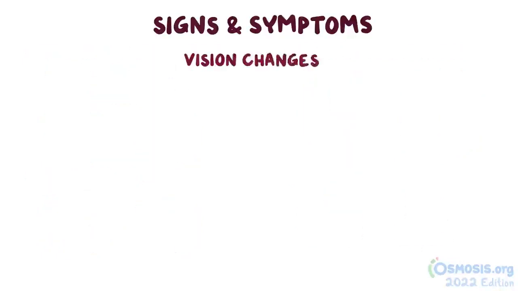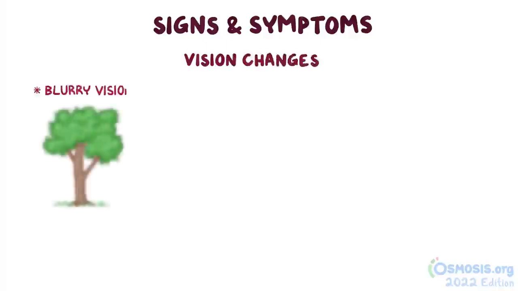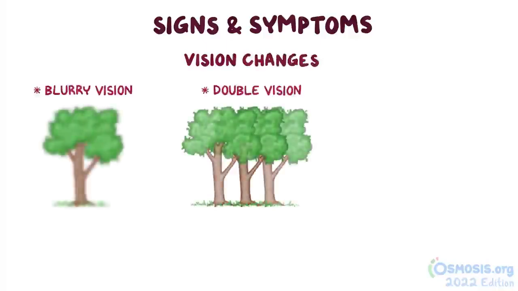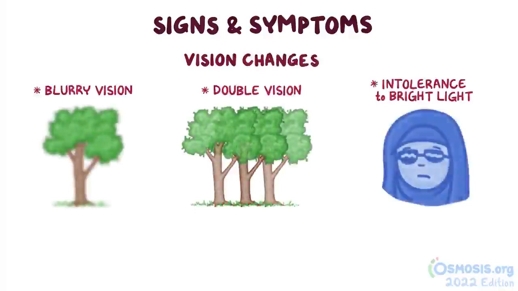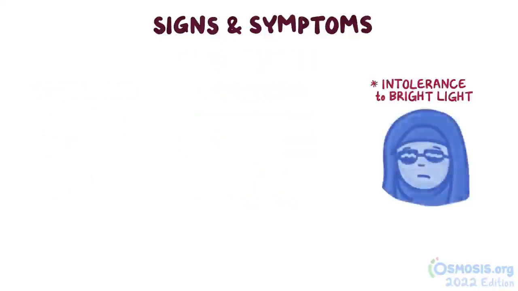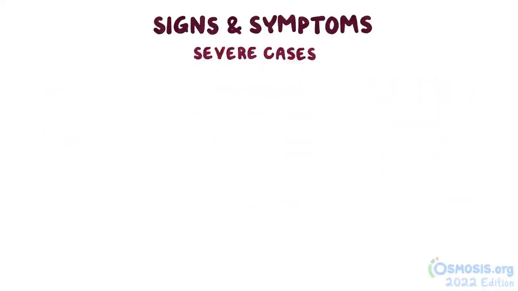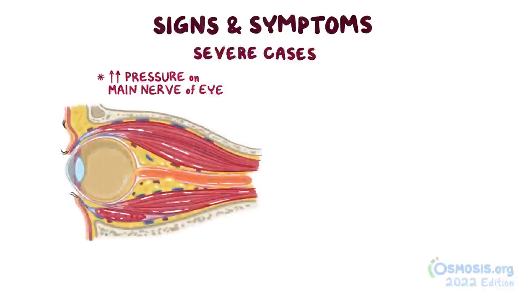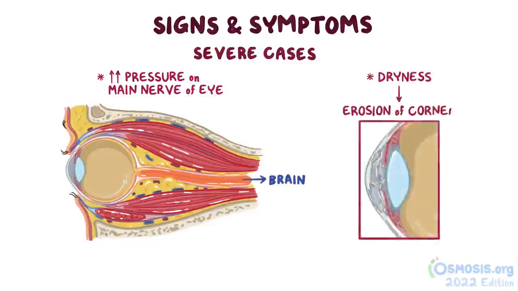Vision changes may also occur, including blurry vision, double vision, or an intolerance to bright lights. In severe cases, vision may be threatened from increased pressure on the main nerve of the eye that carries visual information to the brain, or from dryness leading to erosion of the cornea, which is the outer part of the eye.